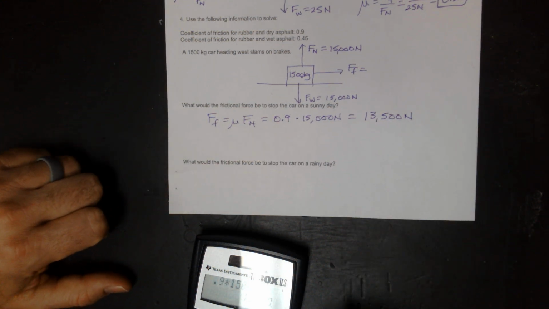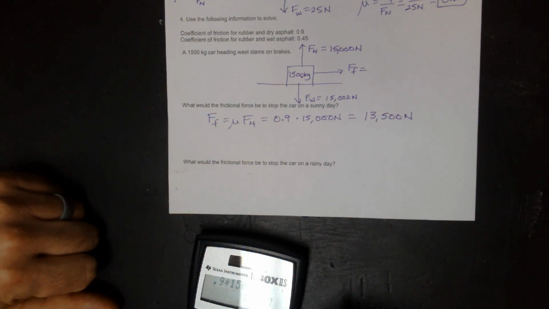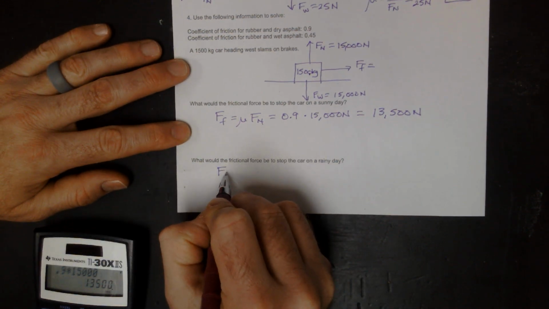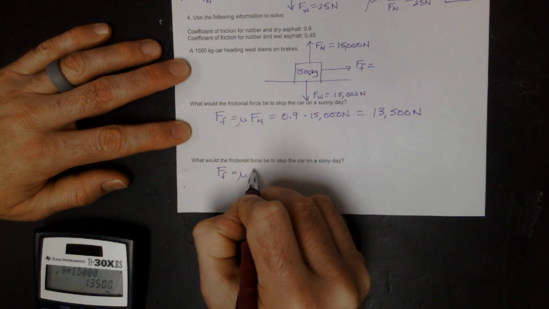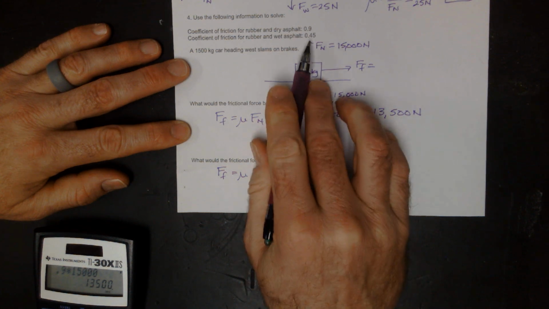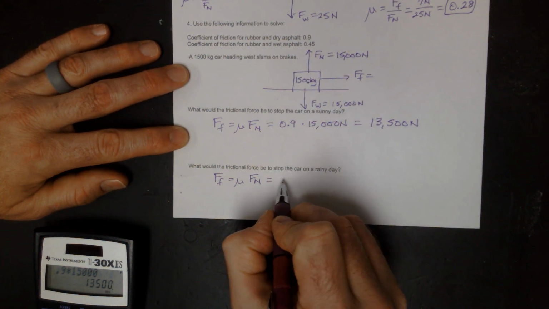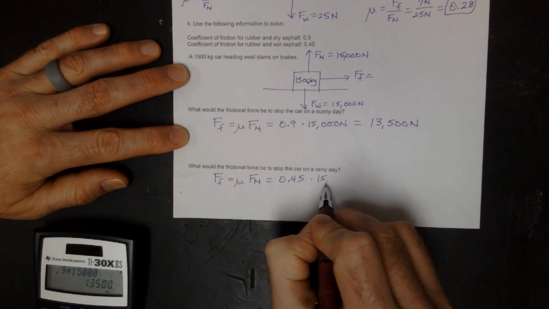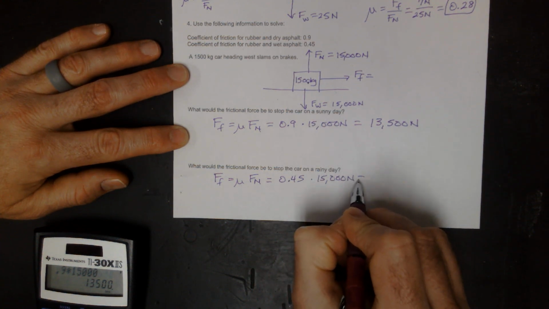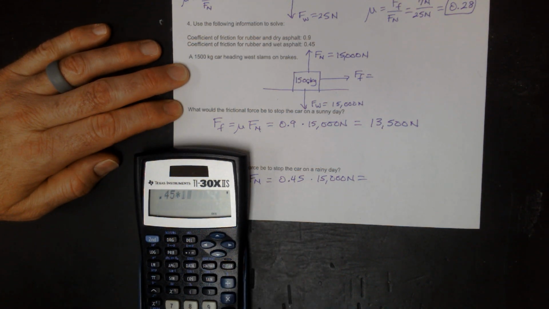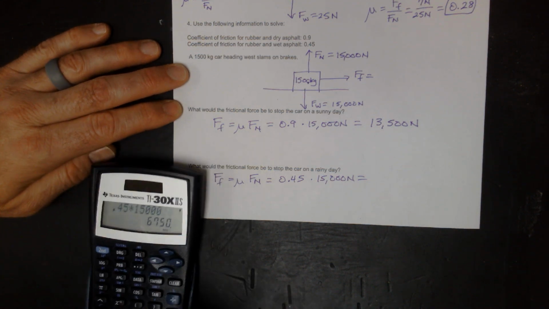Okay. And we'll do the second part here. On a rainy day, our coefficient of friction is going to be less. Exact same process, but we can predict that that force of friction should be less available to stop your car. That's only 0.45 on a rainy day. That normal force is still 15,000 newtons. So 0.45 times 15,000 is 6,750.